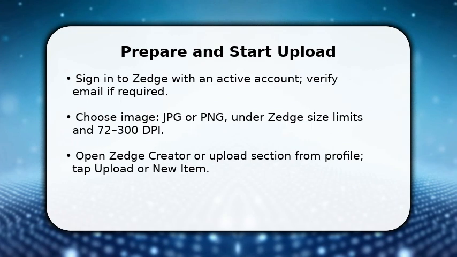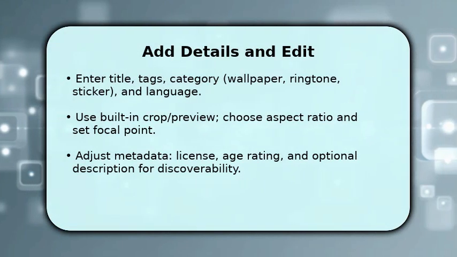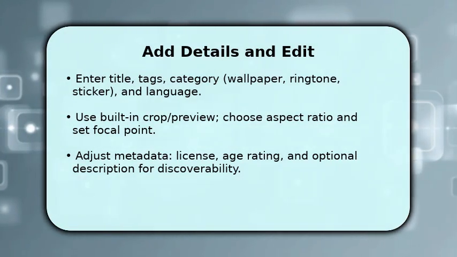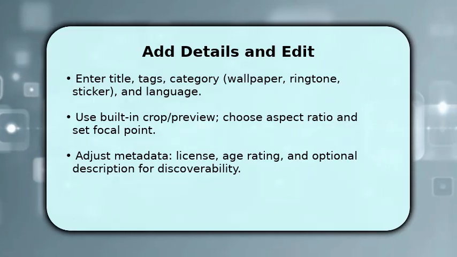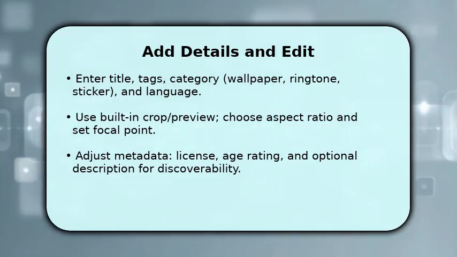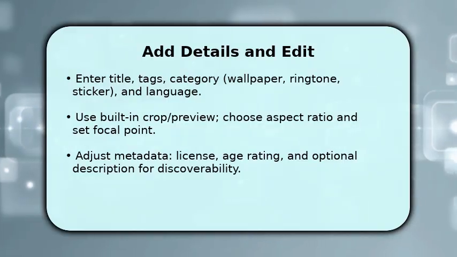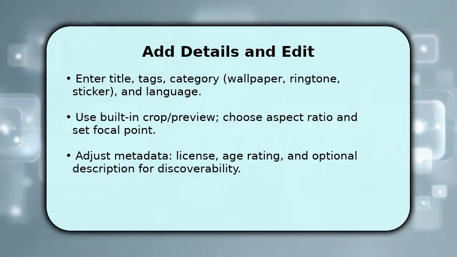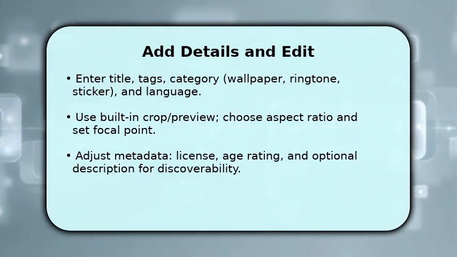that appear on screen. Once the file is selected, add a clear title and relevant tags to improve discovery. Choose the correct category like wallpaper, ringtone, or sticker and set the language. Make use of Zedge's crop and preview tools to pick an aspect ratio, 16:9 or square, and set the focal point so key content isn't trimmed.